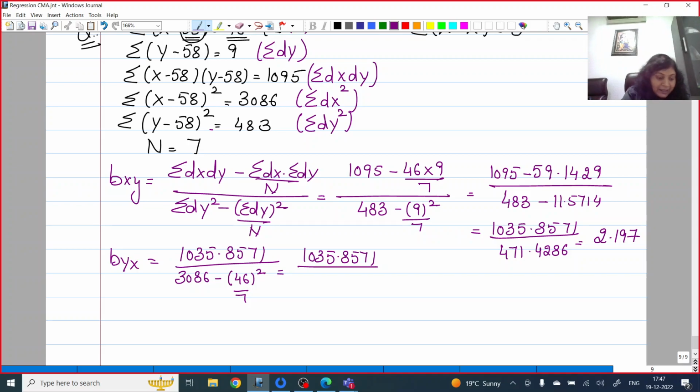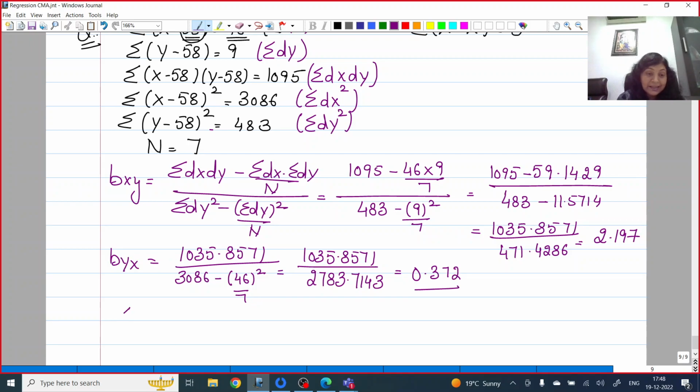And if we subtract it from 3086, we get 2783.7143. So if we divide both the numbers, 1035.8571 divided by 2783.7143, we have 0.372. This is byx.